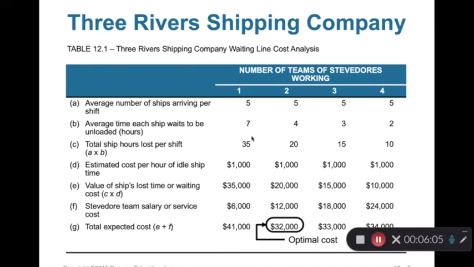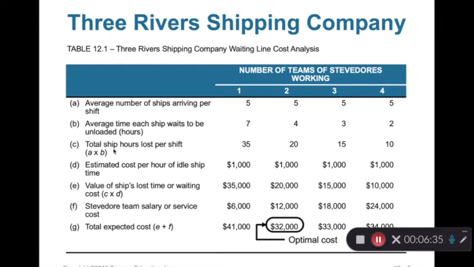But for each number, we want to calculate the average number of ship arrivals per shift that's given, and the average time each ship waits to be loaded, in hours. And then the total ship hours lost per shift is 35. And then we use 5 times 7, 35. The estimated cost per hour of the idle ship time is $1,000. And the value of the ship's lost time or waiting cost, C times D.